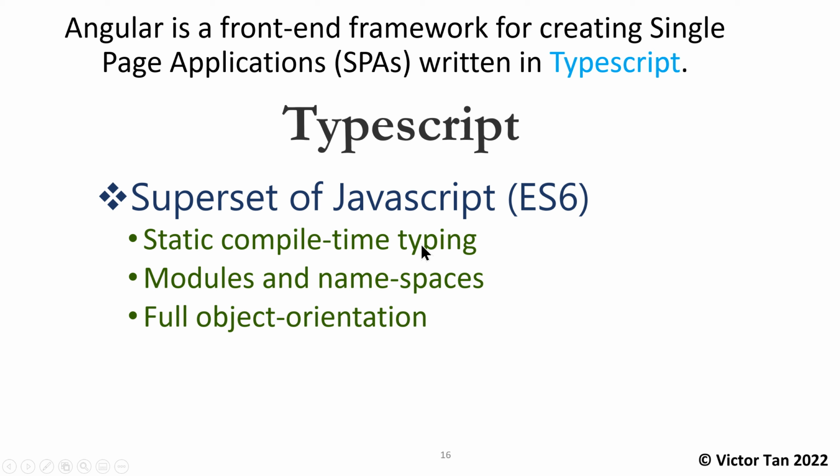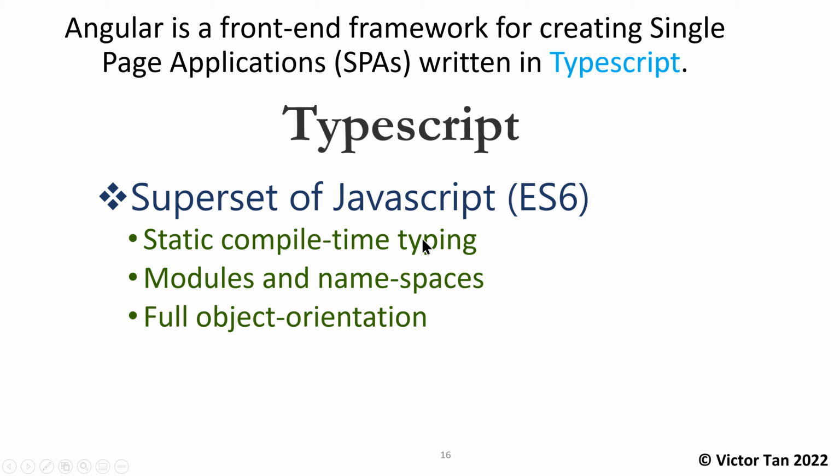Okay, so typing means adding types. Okay, types like for example integer. If you work with programming languages like Java or C# or C++, you may have heard of data types like integer, float, string, boolean. Okay, all these are types.